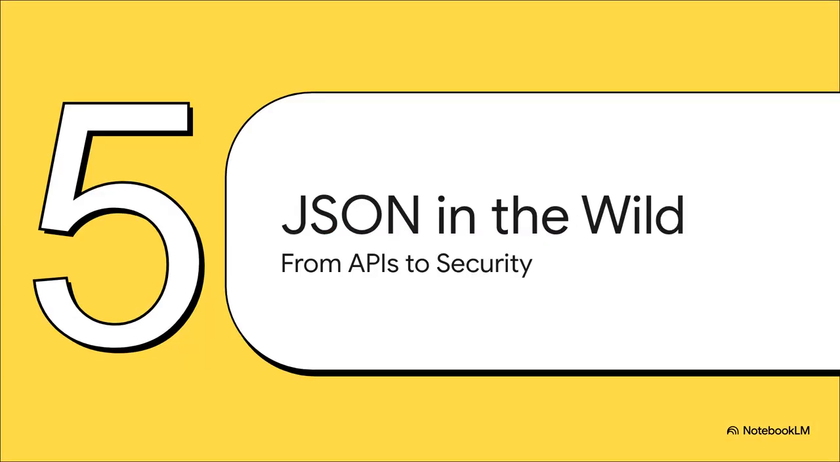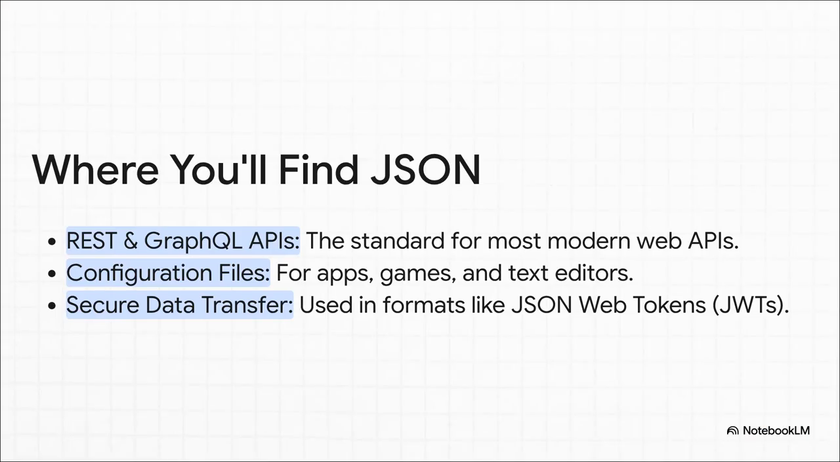So we've got the what, the why, and the how. But where do you actually find JSON in the wild? The short answer? Pretty much everywhere. I mean, it is the default language for pretty much any modern API, whether it's REST or GraphQL. It's also hiding in the configuration files for tons of the apps you use, telling them how to behave. Even video games use it to store data about characters or levels.